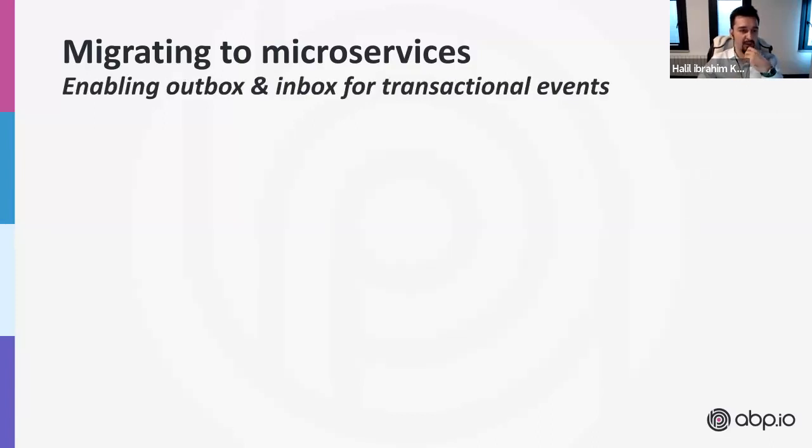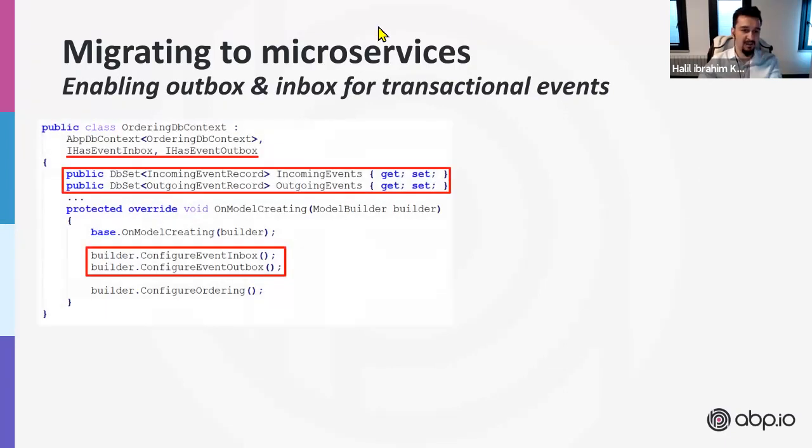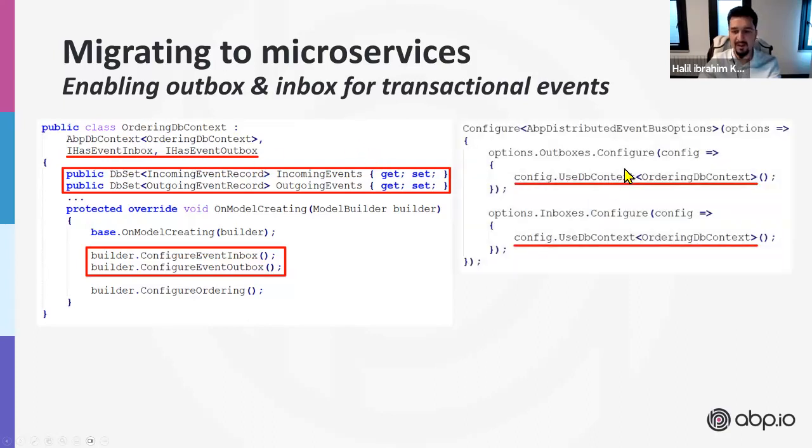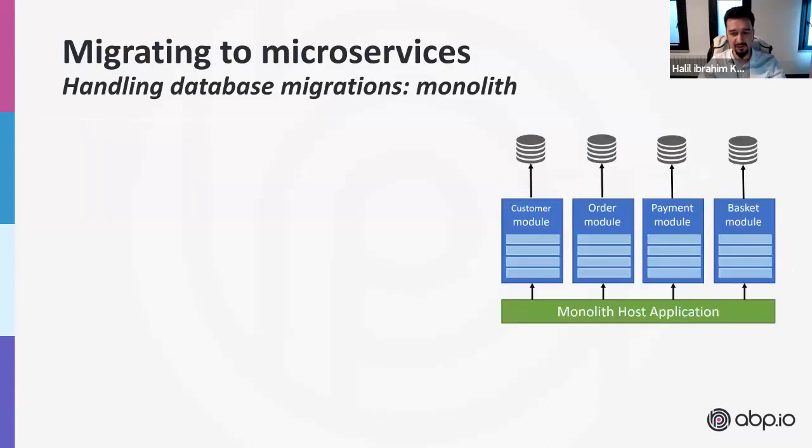This is another step. You need to enable outbox and inbox if you are using ABP framework and migrating to a microservice system. It's easy. For Entity Framework Core, for example, you just need to implement the IHasEventInbox and IHasEventOutbox interfaces for your DB context and configure the ABP distributed event bus options using a few lines of code. Then all the outbox and inbox features become a part of your application or service.